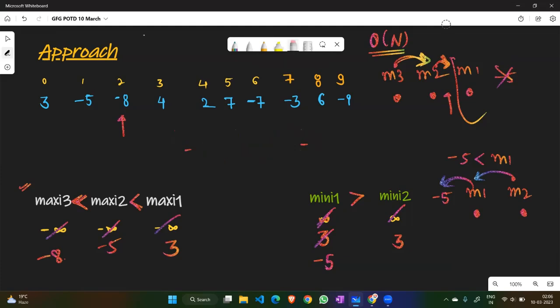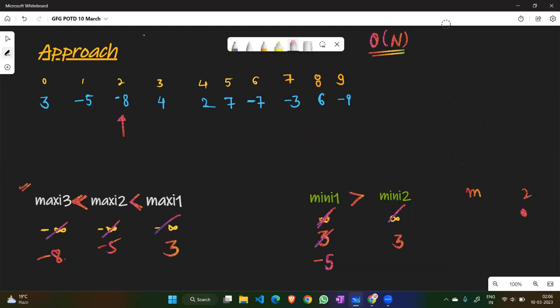Now, in the same iteration, we will check from minimum as well. Let's select this all. Now, here we can see minus 8. Here minimum 1, minimum 2. Consider them as dots. Now, minus 8 is less than M1. Minus 8 is less than M1. Here we can see yes. So, M2 will take the value of M1 and M1 will take the value of minus 8. So, it will become minus 8 and it will become minus 5.